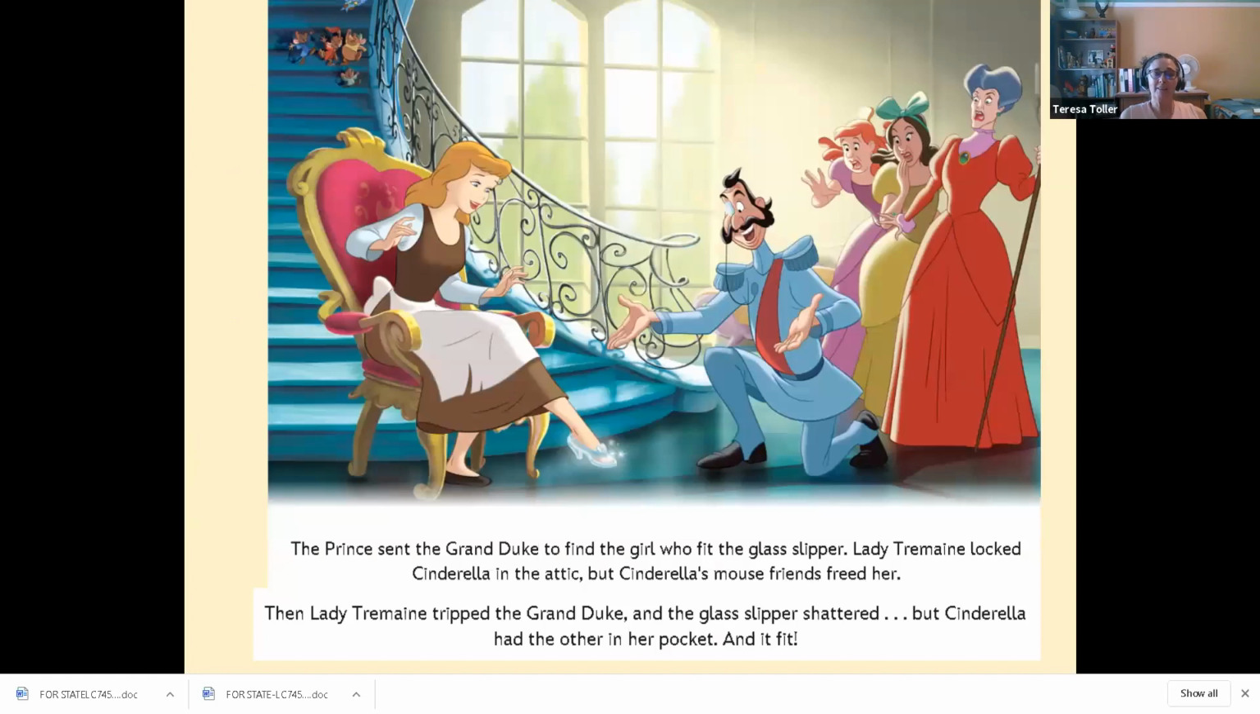The prince sent the Grand Duke to find the girl who fit the glass slipper. Lady Tremaine locked Cinderella in the attic, but Cinderella's mouse friends freed her. Then Lady Tremaine tripped the Grand Duke, and the glass slipper shattered. But Cinderella had the other in her pocket, and it fit.